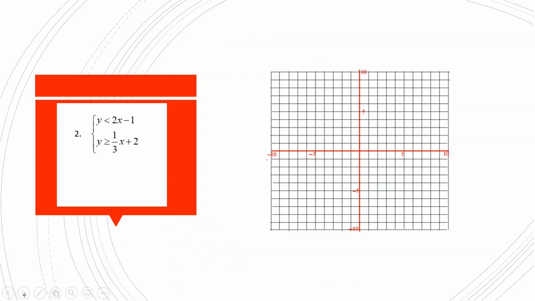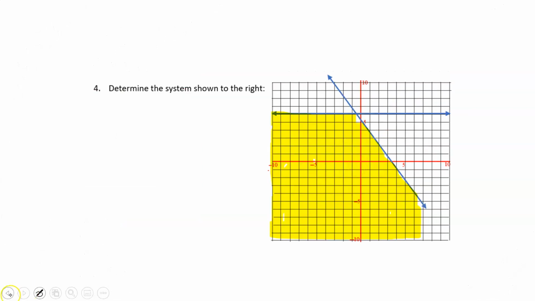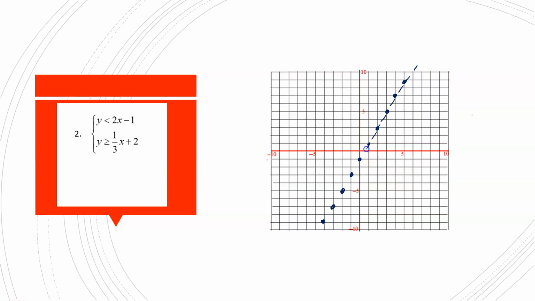Okay, these are already in slope-intercept form, so let's go ahead and graph. So we're going to start at negative 1, slope is 2. So the dashed line, whoa, crazy.